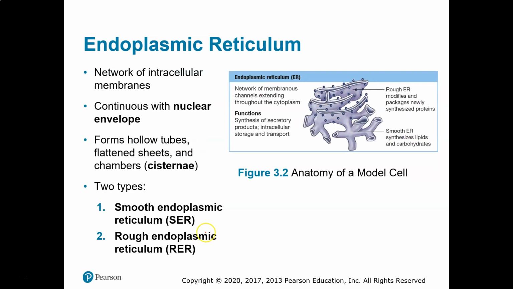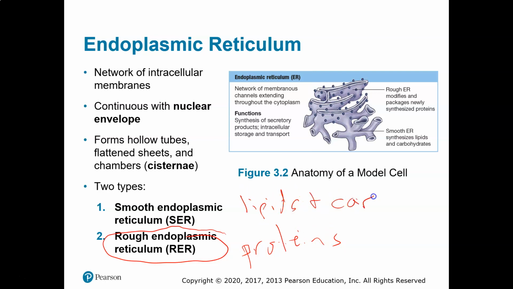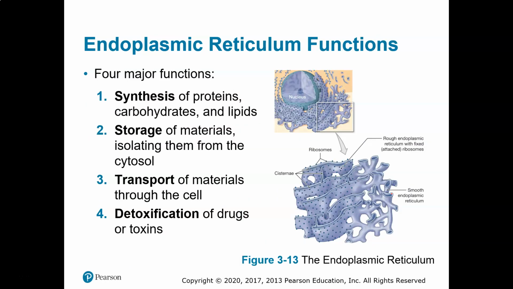The rough endoplasmic reticulum functions in modifying, packaging, and synthesizing proteins. So the primary product of the rough ER are proteins, and the primary product of the smooth ER is lipids and carbohydrates. So 4 major functions of the endoplasmic reticulum is the synthesis of substances. The rough ER synthesizes proteins, and the smooth ER synthesizes carbohydrates and lipids.